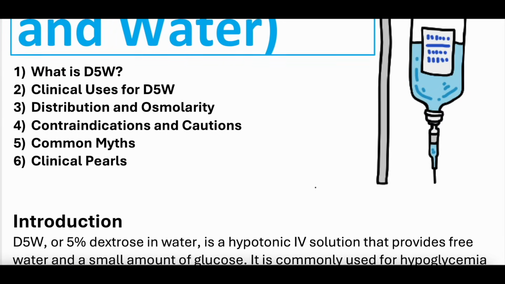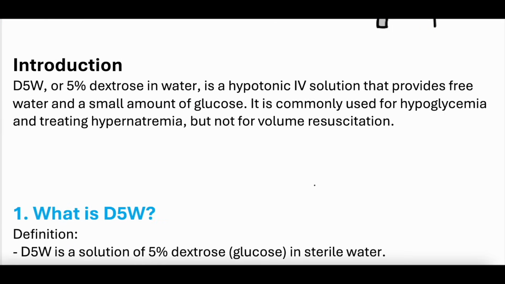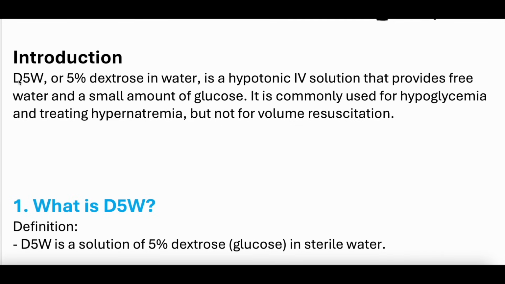All right, D5W, also known as dextrose and water. So introducing D5W. D5W is 5% dextrose in water. That's where you get the 5. There can be D10W. There can be D20W. This is always the percent of the dextrose in the water.